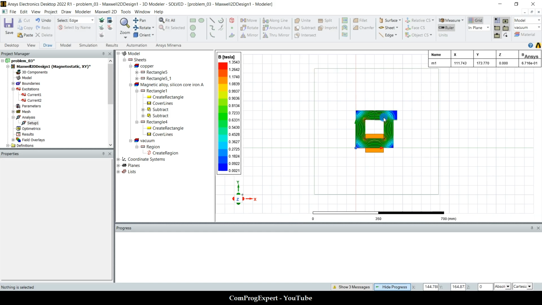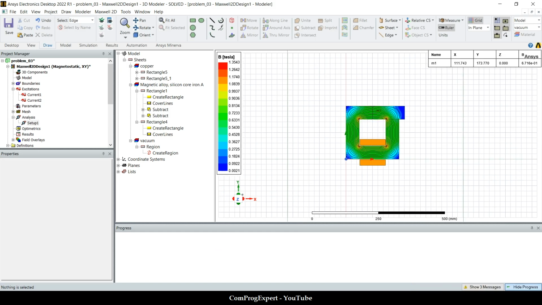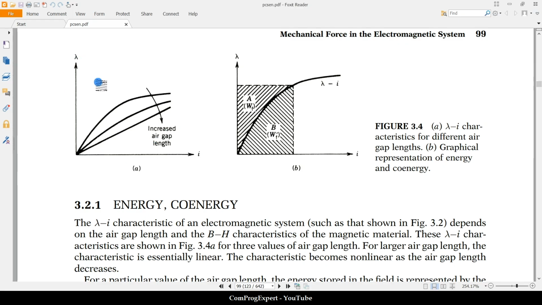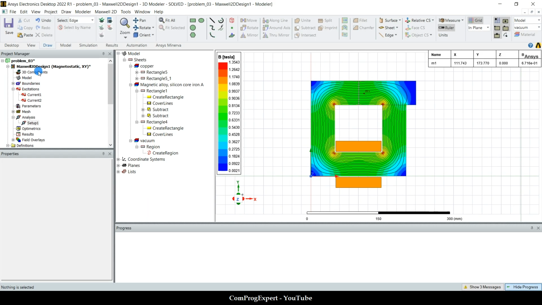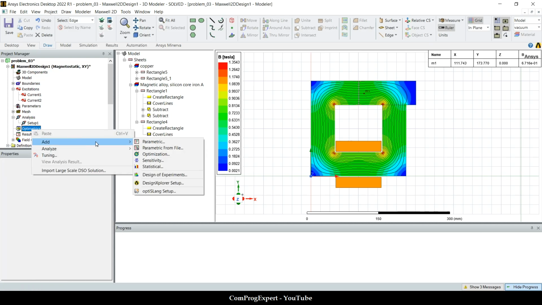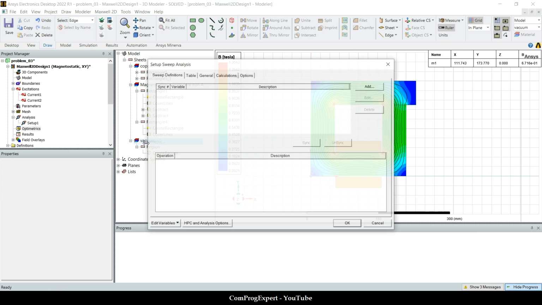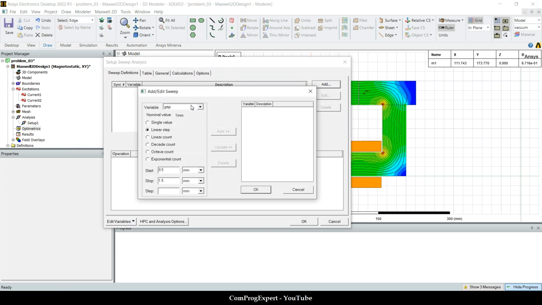Anyway, so how can we calculate this flux linkage versus current characteristic? Simply, we should sweep over the value of the coil current. So here in Optimetrics, let's define this parametric analysis. Add coil current. I am going to change the value of the coil current from 0 to 3 amps. The step size is 0.2. So we are changing the current from 0 to 3 amps to calculate the flux linkage.